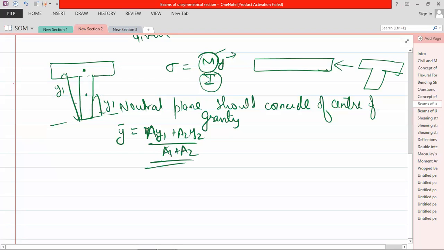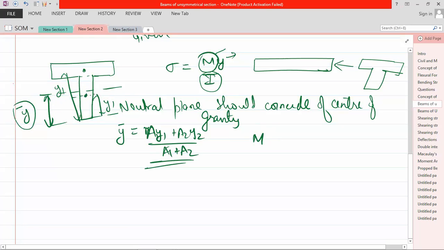So from that we can obtain the distance. Suppose this is the distance, this is your y bar. You obtain that, and this is the axis of the neutral plane. Now at this point, you need to obtain the moment of inertia. So suppose this is your center of gravity for this rectangular part, and it is y bar from y bar at the above.